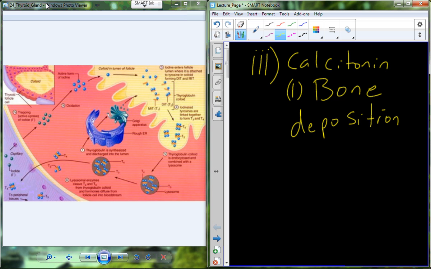Yes, this is a third thyroid hormone. We've already talked about T3 and T4. Calcitonin is related to bone deposition. It's more active in kids.